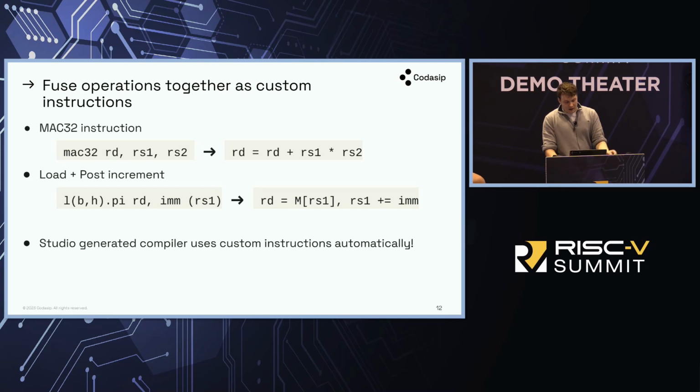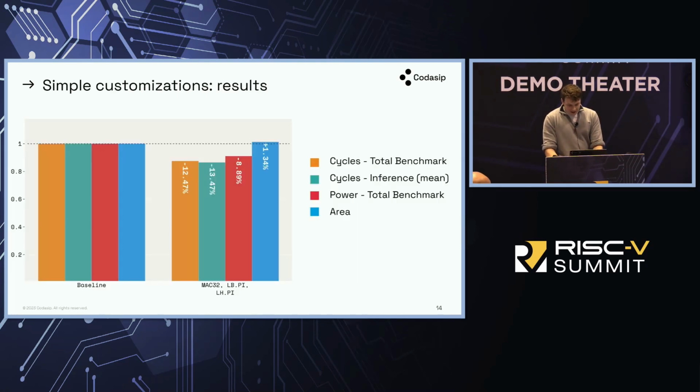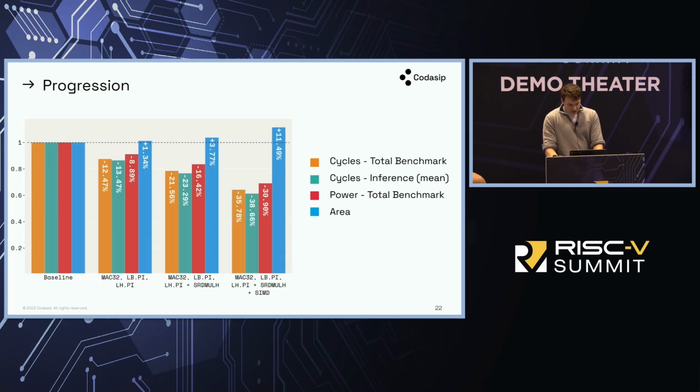We've got a Mach32 instruction, which multiplies two sources and adds the result to an accumulator, and a load post increment, pretty self-explanatory. These instructions will be used by the SDK automatically, so they get applied to your code just like this. The result of these two instructions alone is a 13% reduction in cycles per inference and a little bit less power too. But this wasn't all we did.